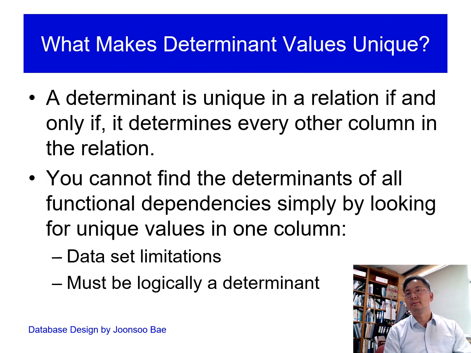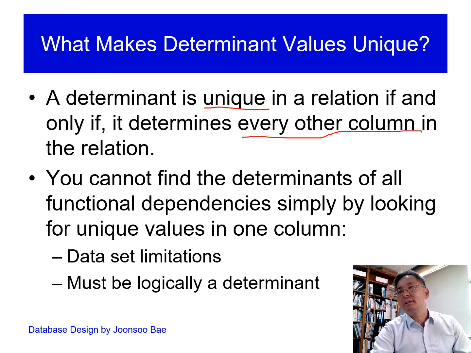So we have seen 2 examples here, and you can try every table you meet. And what makes a determinant value unique? Yes, a determinant is unique in a relation if and only if it determines every other column in the relation. So that means that the determinant is unique.